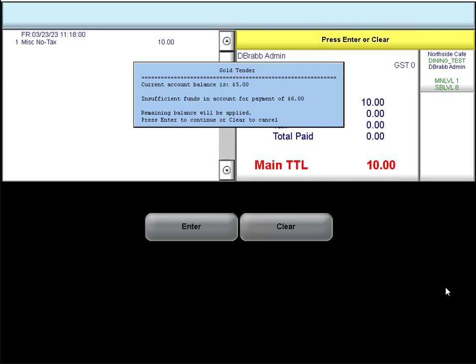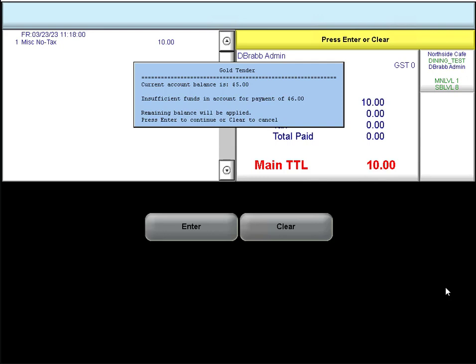The register communicating with the campus payment plan notes that the payment that needs to be made is for $6. That's the line that says insufficient funds in account for payment of $6. And then above that it says the current account balance is $5. And then it says remaining balance will be applied. Press enter to continue.